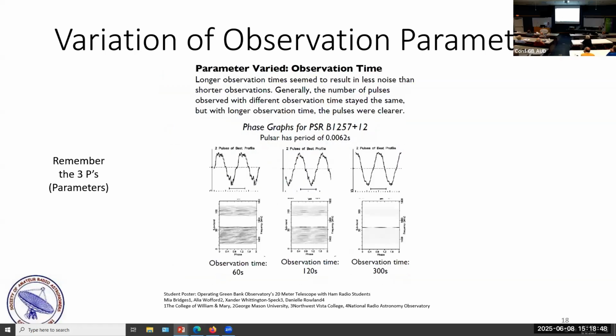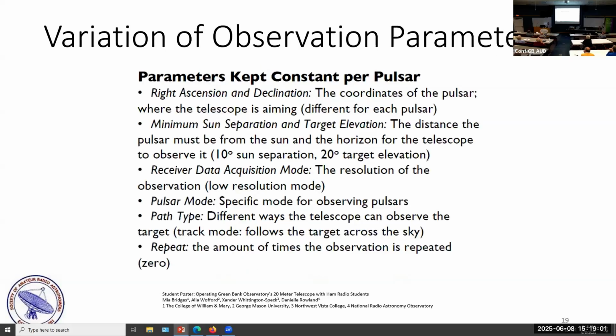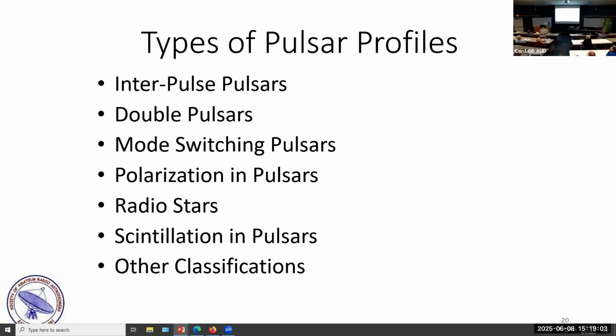And the last one, remember, is the observation time, that's pretty easy. You can imagine the longer you observe something, the sharper the observation.